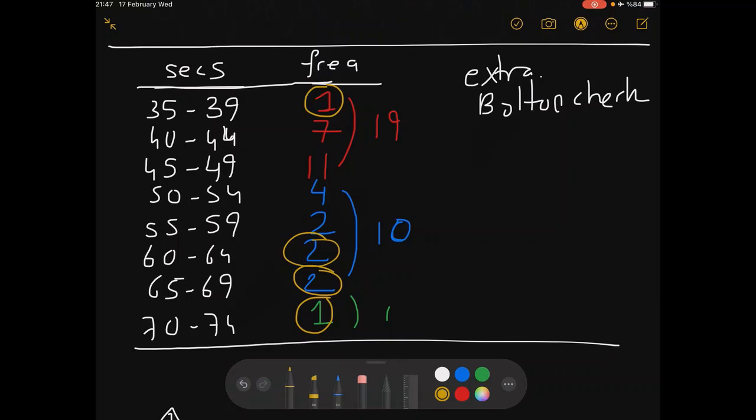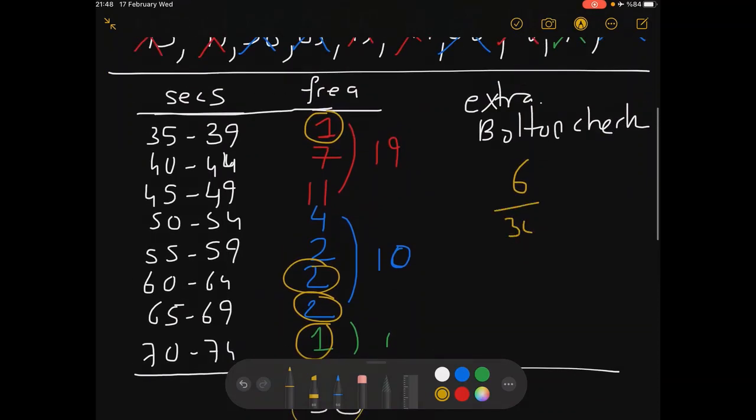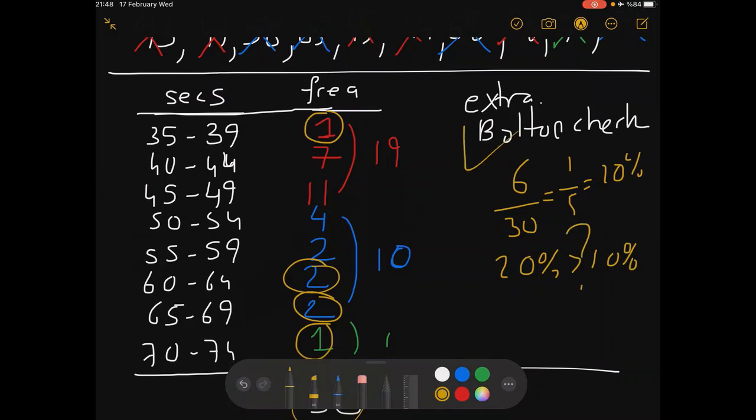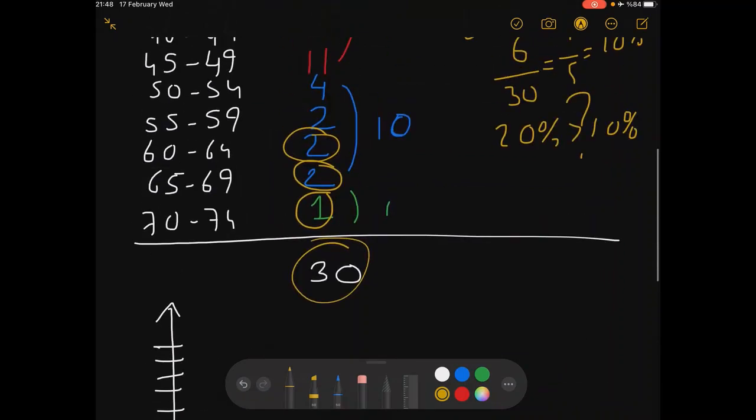Either this one or this one, it doesn't matter. How many samples are in it? 6, right? And my total is 30. And my ratio is 1/5. Just 20%. Is 20% more than 10%? Yes, so it satisfies our Bolton criteria as well. Good hint, okay? The author gave us a good hint.